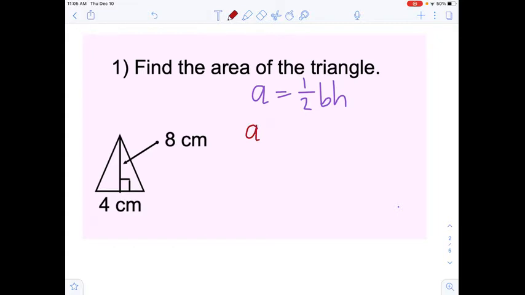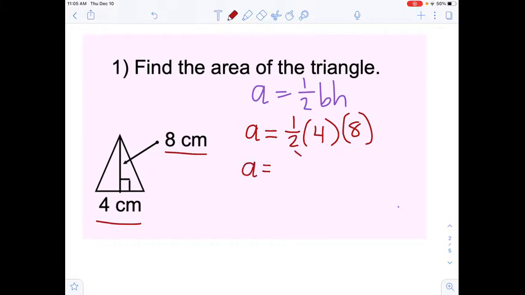So here we have area equals 1/2 times, well, the base is 4 and the height is 8. Remember that height is in the middle of the triangle. So now we know multiplication. We can multiply this any way. We could take 1/2 times 4, then times 8, or take 4 times 8. It's all multiplication, so it doesn't matter what order you go in.